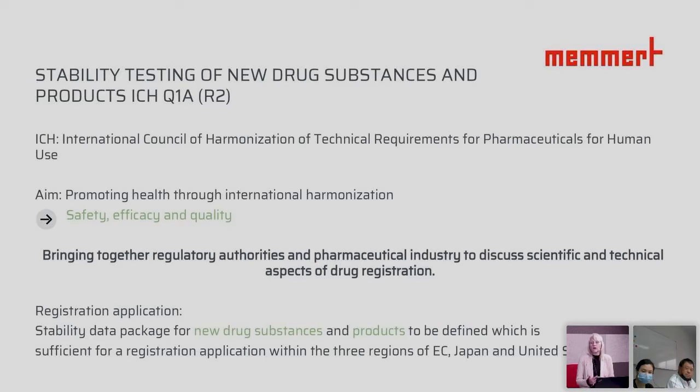And of course, when we talk about the ICH guideline Q1A, it refers to the package that is requested for the registration application. So we have here the stability data package for the new drug substances and products to be defined, which is sufficient for a registration application within the 3 regions of Europe, Japan, and United States. And that means when we talk about this ICH Q1A, this refers to climate zones 1 and 2. So ICH Q1A always covers climate zone 1 and 2.